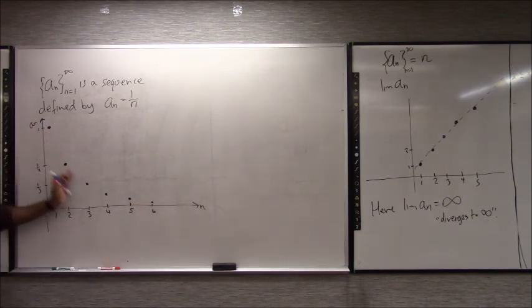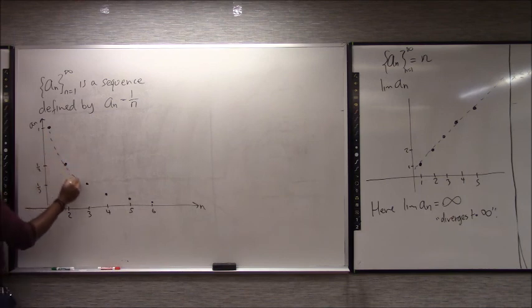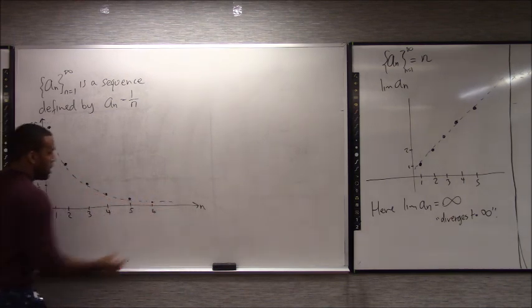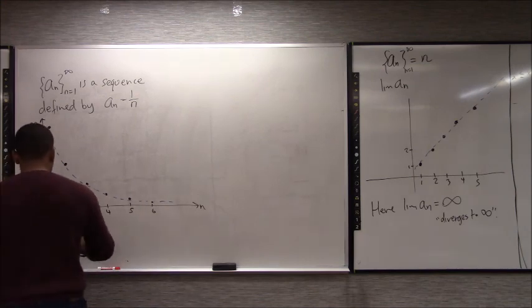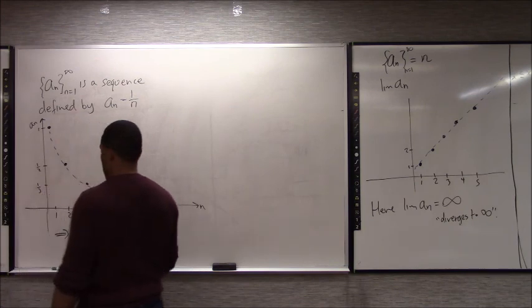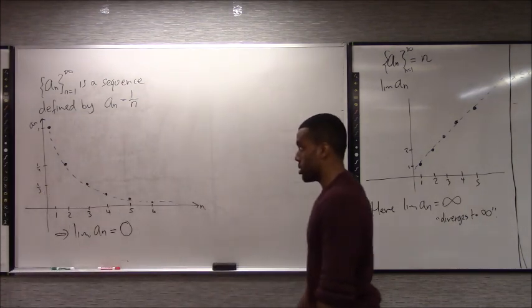So again, isolated points, can't really get close to any one of them. However, I can see that there is some sort of trend that the outputs are following, and that trend is that they're getting closer and closer to 0. The outputs are getting closer and closer to 0.